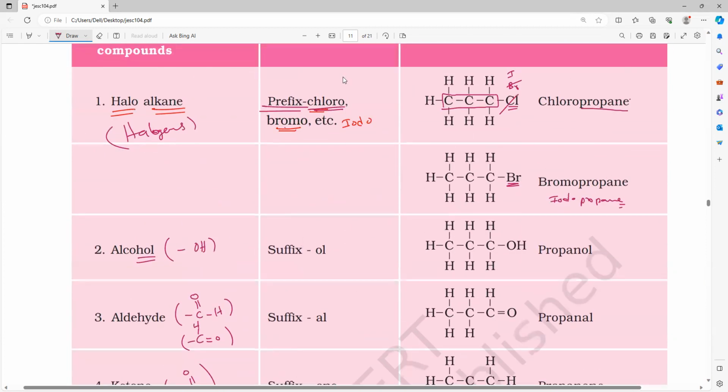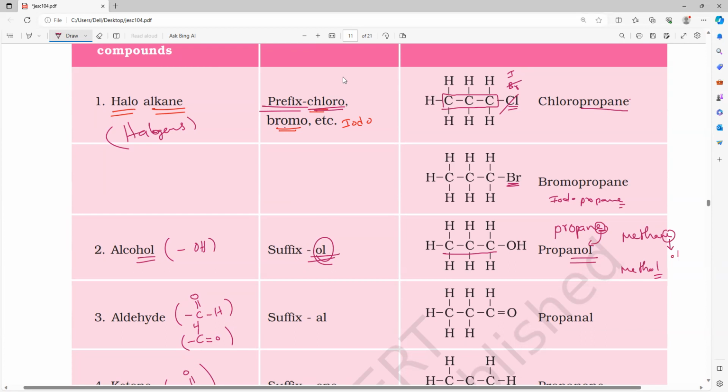Now, alcohol. What is the suffix, everybody? OL. So now 3 carbons are there. What is that alkane? Propane. Now propane, we are going to replace the E with the OL. That is propanol. If it is methane, I will replace the E with the OL, then it will turn into what? Methanol. Everybody clear?